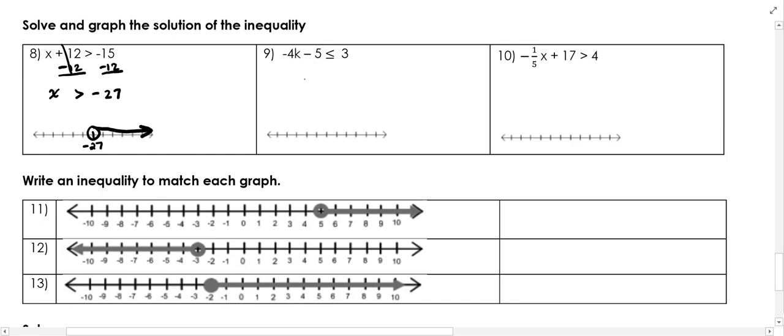All right, solving, we want k, so plus 5, plus 5.